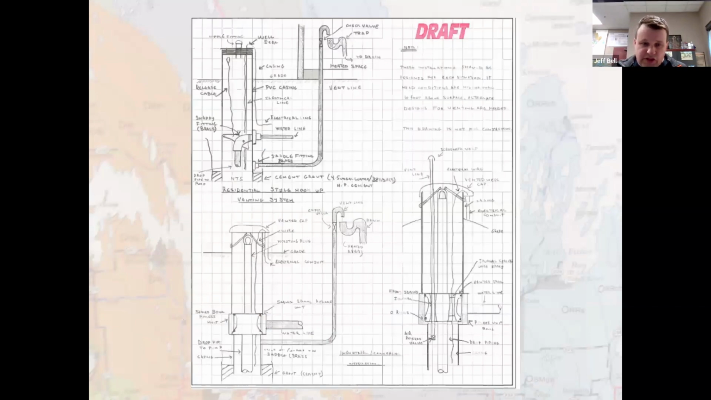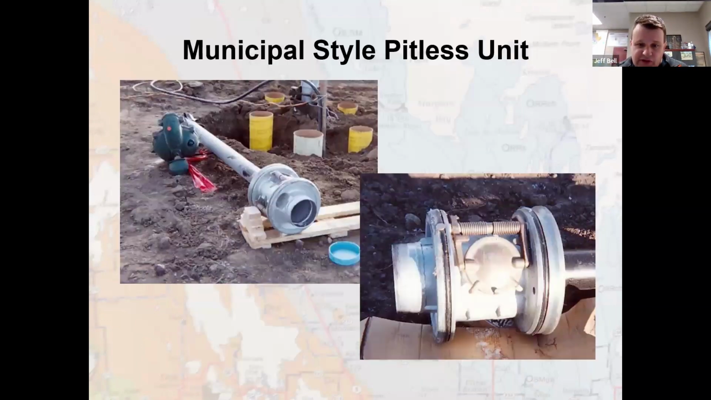This is a typical sort of pitless unit here. This is the spool of a pitless unit. You can see the O-ring surfaces here. I'm just going to go back to this.